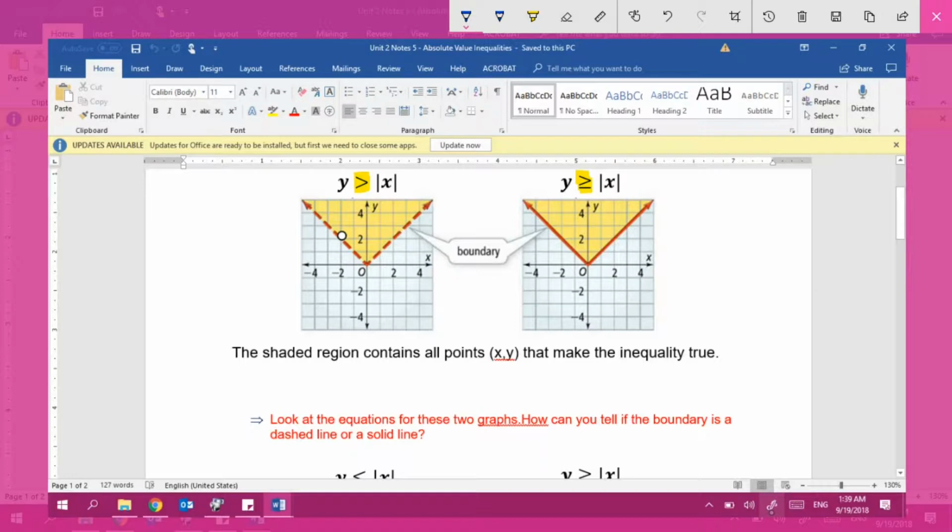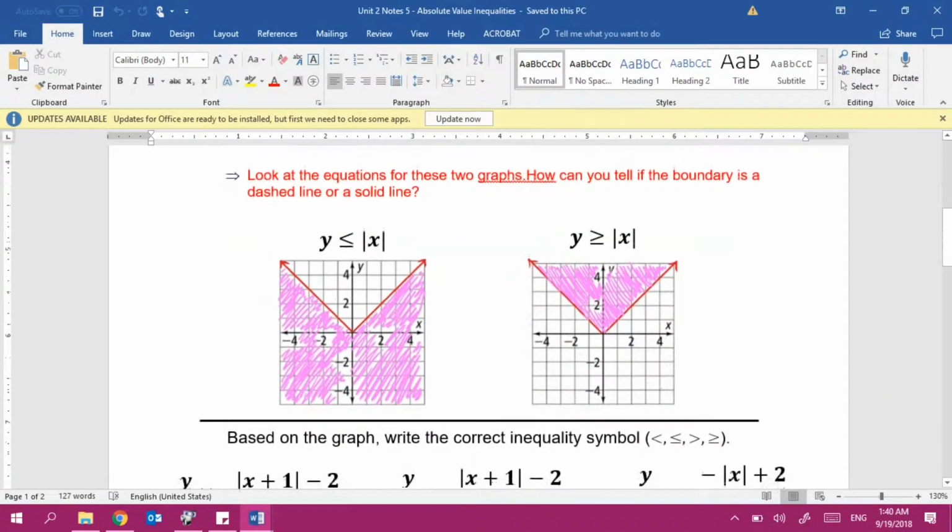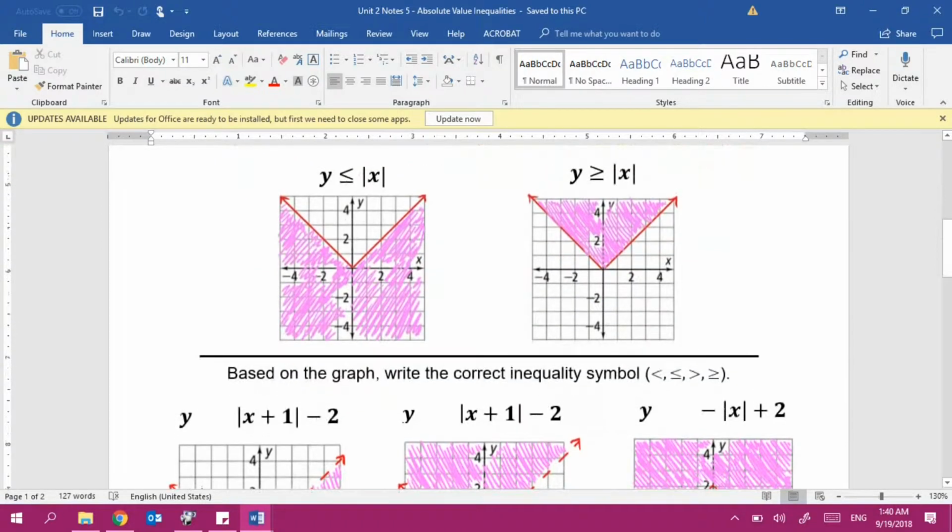So let's write this down. Less than or greater than, it's going to be a dashed line, which looks like this. And then when we have less than or equal to, or greater than or equal to, it's going to be a solid line, which is just like a solid line. So write that down to let yourself know when you would have a dashed line and when you would have a solid line. Okay, now the other thing that we need to pay attention to is the shading.